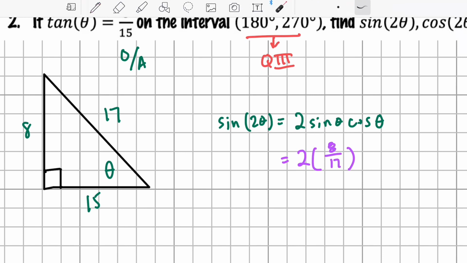But we are in quadrant 3, so that makes it negative. Now cosine is adjacent over hypotenuse. Adjacent is 15. The hypotenuse is 17. And we are in quadrant 3, so that's going to be negative again. So negative 15 over 17.